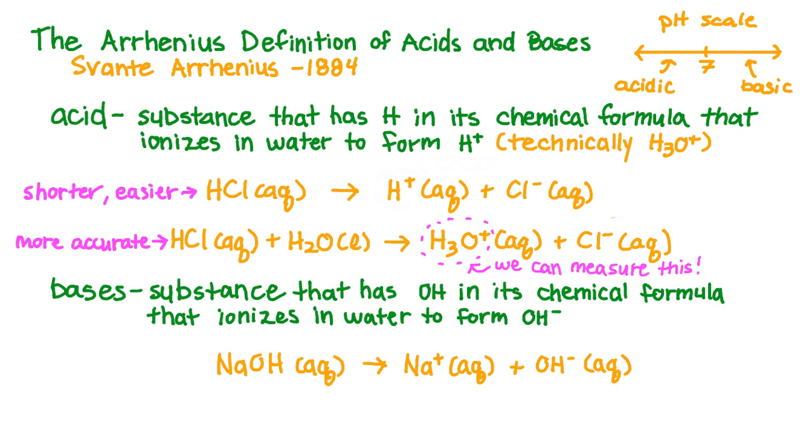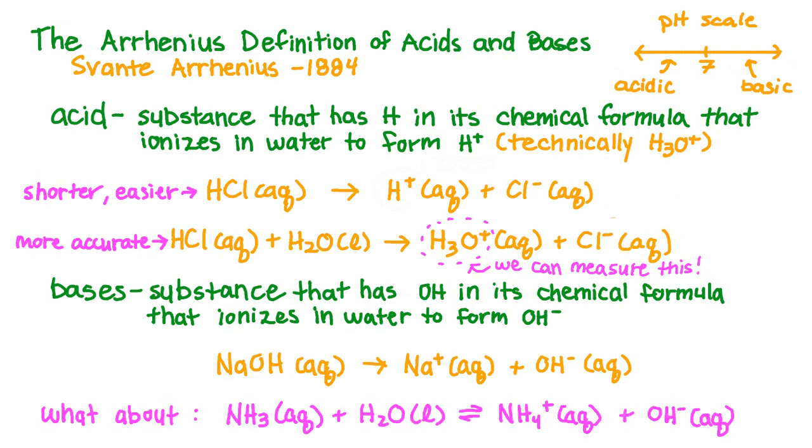The Arrhenius definition of acids and bases gives us a way to categorize chemical substances as acids or bases, but it does have a couple problems. The primary issue with this definition is that there's plenty of chemical substances that act as bases, meaning they produce hydroxide ions in water, but they don't have OH in their chemical formula.